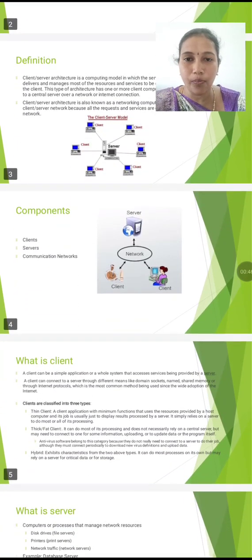Next we see the components. It is divided into three categories. The first one is client, the second one is server, and the third one is communication networks. Through a network, the client communicates with a server.